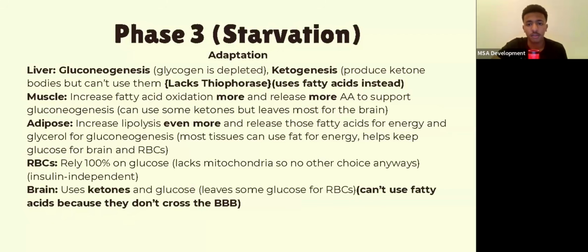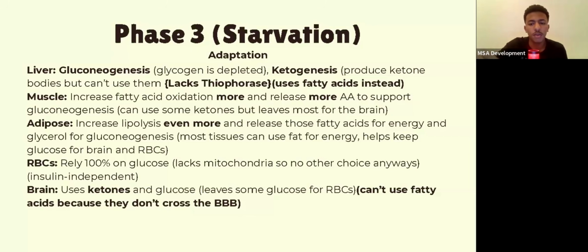And now for the last phase, phase three, starvation. The body is just trying to adapt to whatever it has. And this is where most of the questions are going to come from. Very high yield, very complicated, I should say. So please focus. In phase three, the liver purely relies on gluconeogenesis because glycogen is fully depleted. That's the first thing. Second thing is it starts ketogenesis. It produces ketone bodies. And it does that, as we said before, using fatty acids. So it's going to use fatty acids, turn them into ketone bodies.